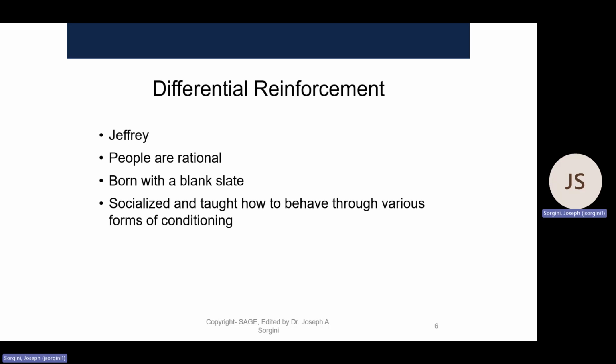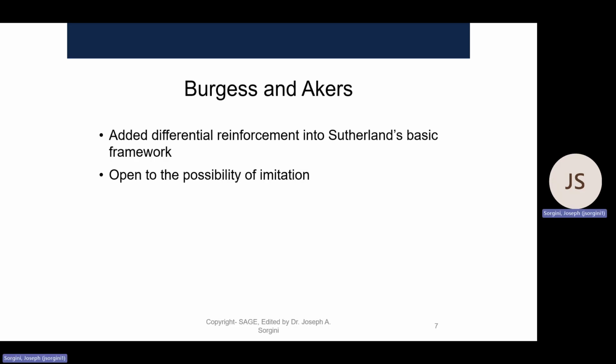Well, differential reinforcement says the same thing happens with crime. In essence, people teach you through conditioning how to become a criminal. So Burgess and Akers kind of looked at Sutherland's framework and said, there's one other thing you need to look at, which is imitation.